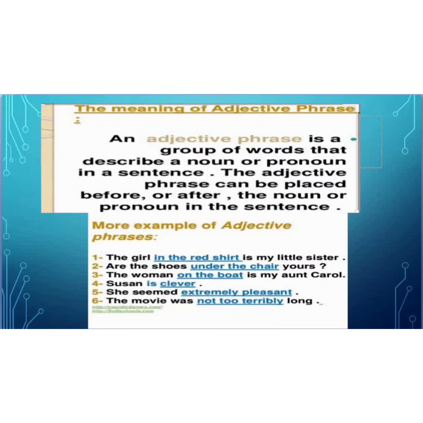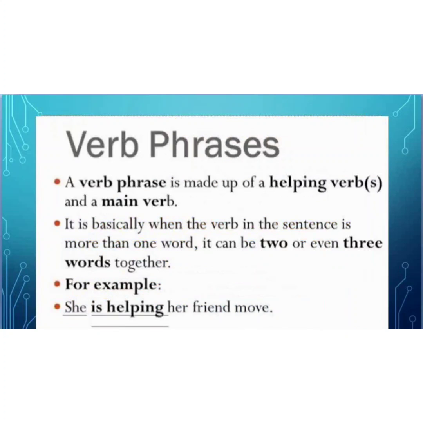Shoes is a noun. So the modifier of the shoes is "under the chair." "On the boat," "clever," "extremely pleasant," "not too terribly." You can see that all these phrases are, in one way or another, modifying a noun or pronoun. So these types of phrases are known as adjectival phrases.